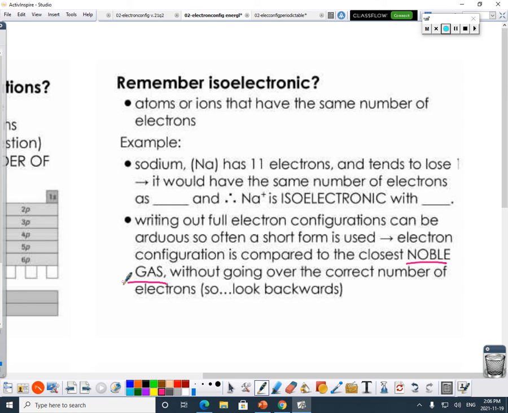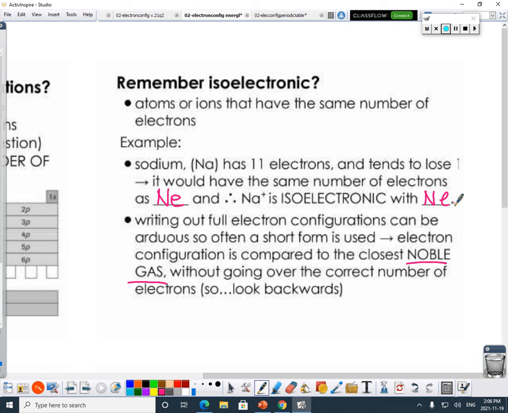If sodium has 11 electrons, sodium's in the first column, it loses 1. It would have the same number of electrons as what element? 11 minus 1 is? Good. As neon. So we say that the sodium ion is isoelectronic with neon. Iso means the same number of electrons. In grade 11, we always compare to a noble gas. So we're going to do the same. We're going to use noble gases.